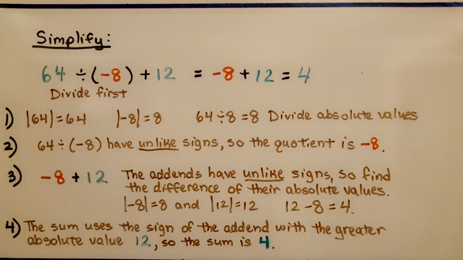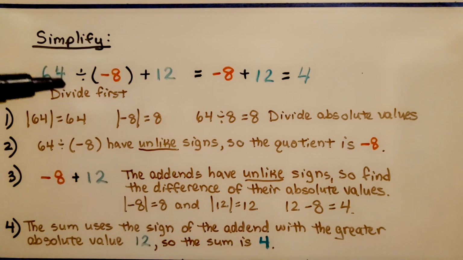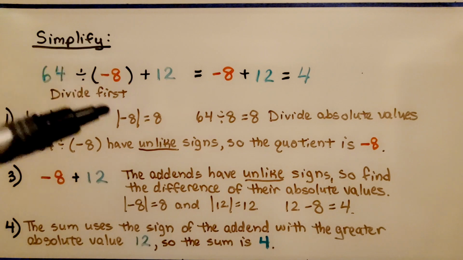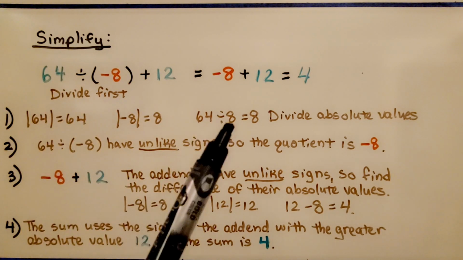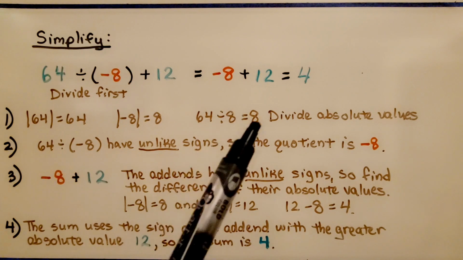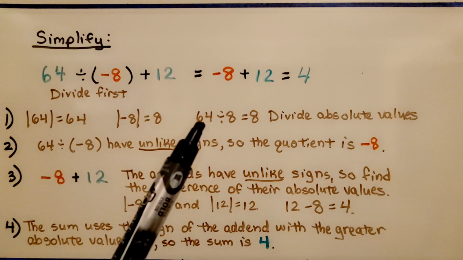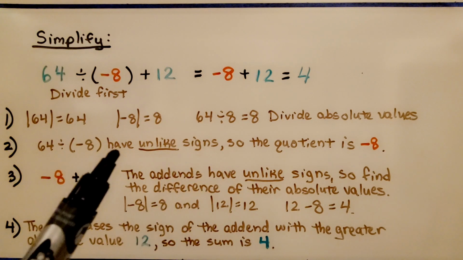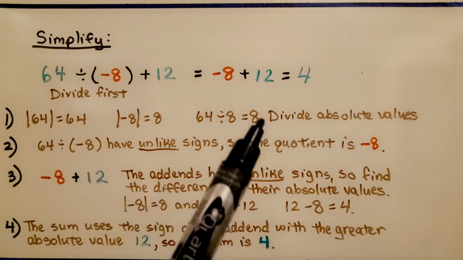Here it's telling us to simplify. We have 64 divided by negative 8 plus 12. So the first thing we're going to do is divide. The absolute value of 64 is 64. The absolute value of negative 8 is 8. And 64 divided by 8 is equal to 8. Yeah, 8 times 8 is equal to 64. We divide the absolute values. And they have unlike signs, so the quotient is a negative 8.